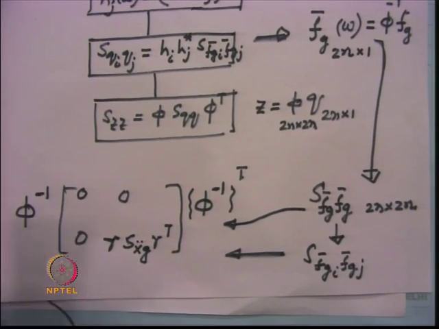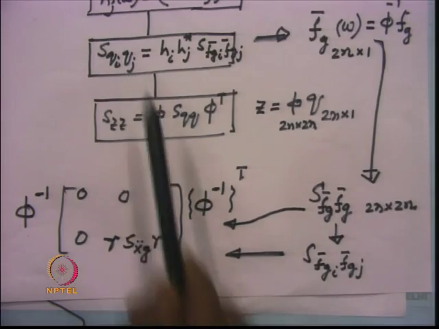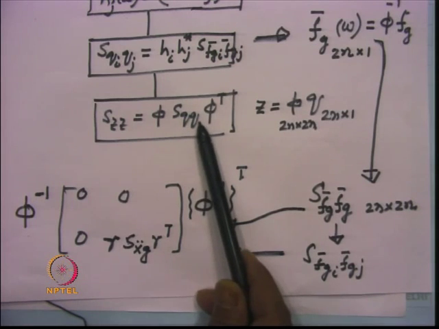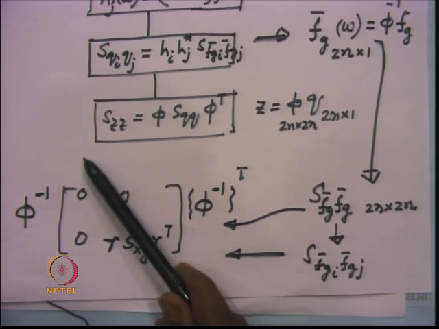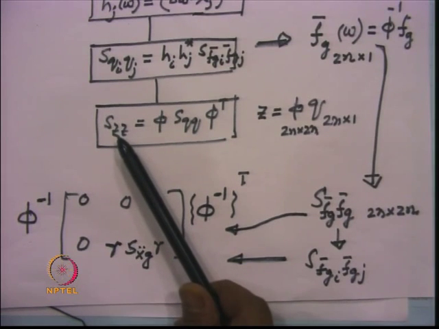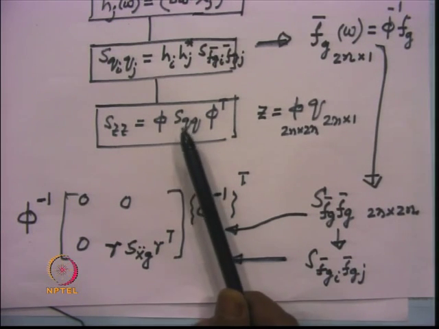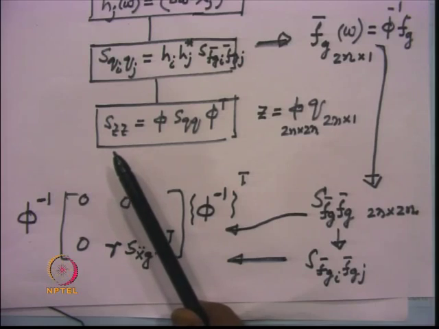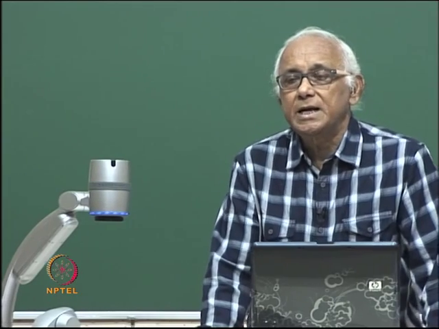And once we have the knowledge of SQIQJ, then we can form the SQQ matrix, that is the power spectral density function matrix in the generalized coordinate, and obtain the power spectral density function matrix in the state space form, that is SZZ, which will be equal to phi SQQ phi T, and this SZZ matrix will contain both X and X dot. So from that one can obtain all the power spectral density functions of displacement, velocity, and any response quantity of interest.